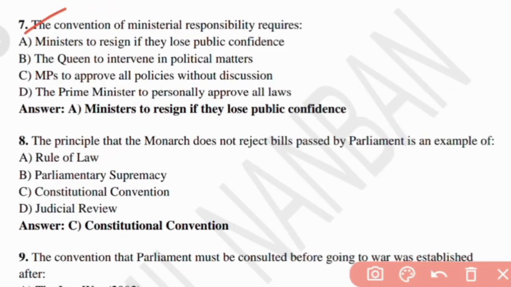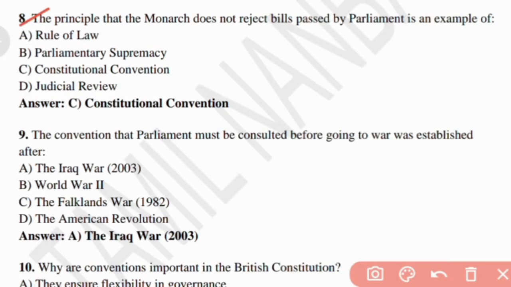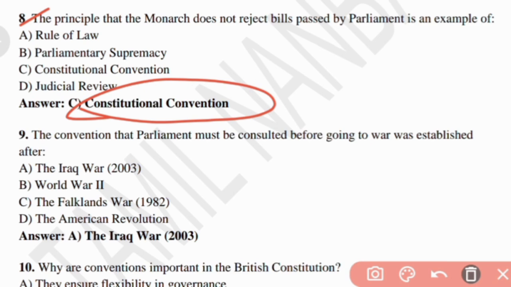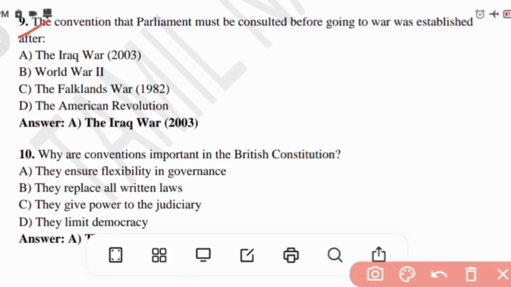The Convention of Ministerial Responsibility requires ministers to resign if they lose public confidence. The principle that the monarch does not reject bills passed by Parliament is an example of constitutional convention. The convention that Parliament must be consulted before going to war was established after the Iraq War in 2003.